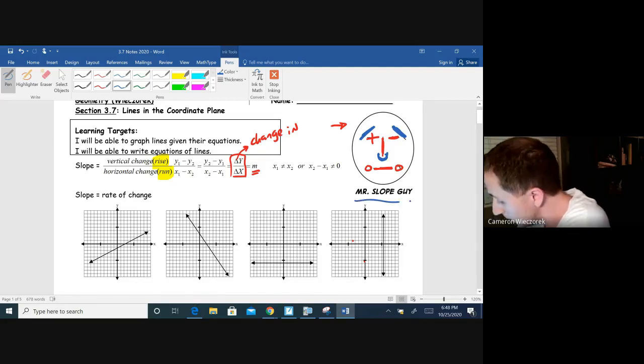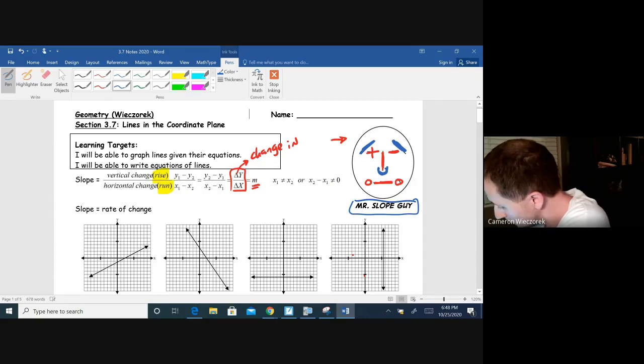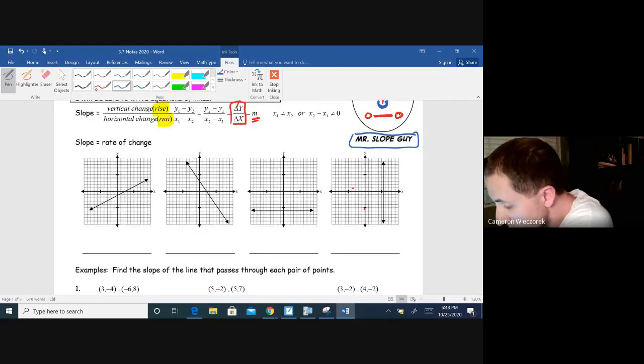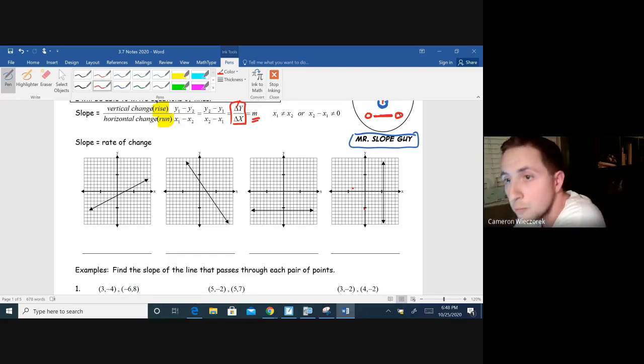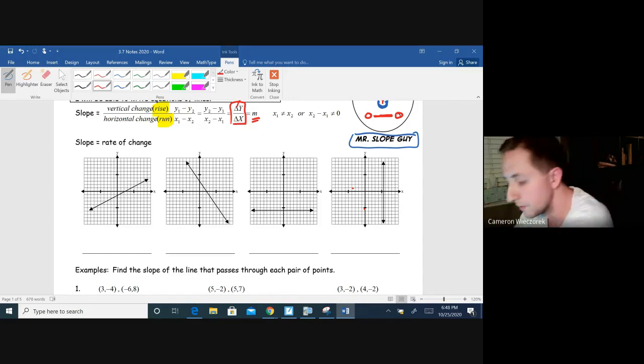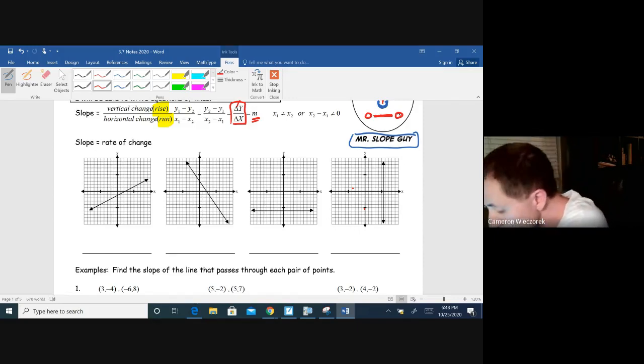Okay. Mr. Slope Guy. I would encourage you to draw him next to these problems to help yourself remember which direction the slope is. Okay. Typical problem might ask you to find the slope of the line. Find 2 points that are on the line. Make sure that they cross at very nice crisscross points on the graph. And then all you got to do is count the rise and the run.